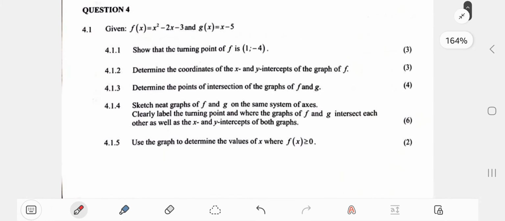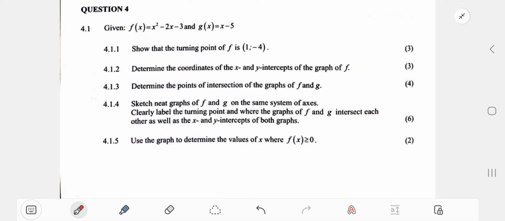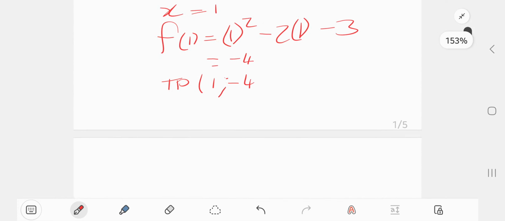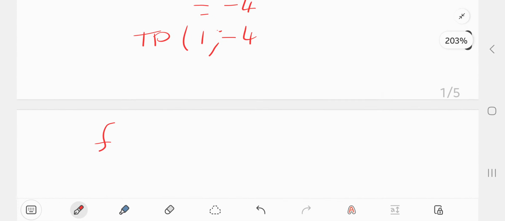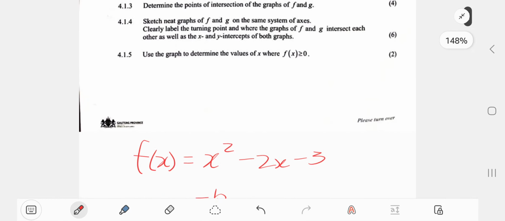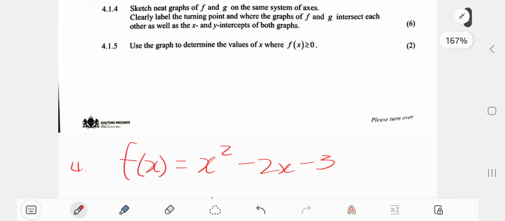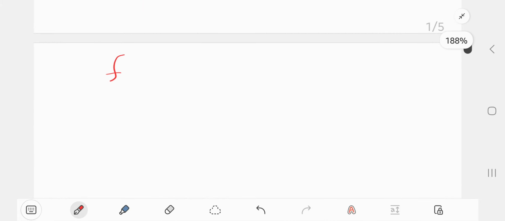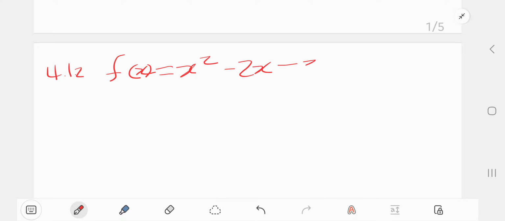Right, so let's continue. We're doing 4.1.2, which asks us to determine the coordinates of the x and y intercept of the graph of f. So let's write our graph of f again. Let me just label this. This is 4.1.1. So now we're doing 4.1.2. F of x is still equal to x squared minus 2x minus 3.